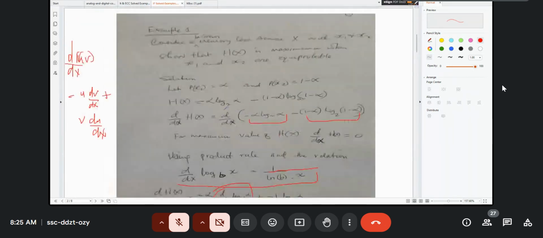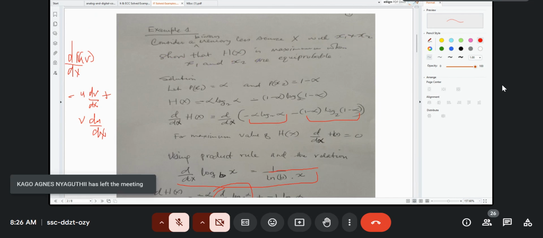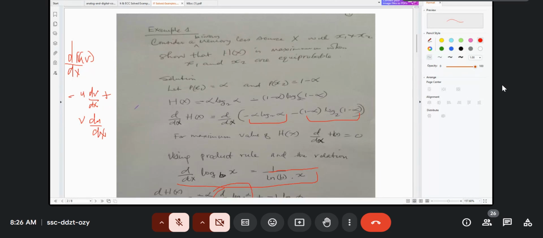So here the problem was just to show that for a DMS, a binary source with only 2 symbols, so that's what a binary source is, there are only 2 symbols, you can show that the maximum entropy is achieved when the two symbols are equiprobable. When they have the same chance of being generated.